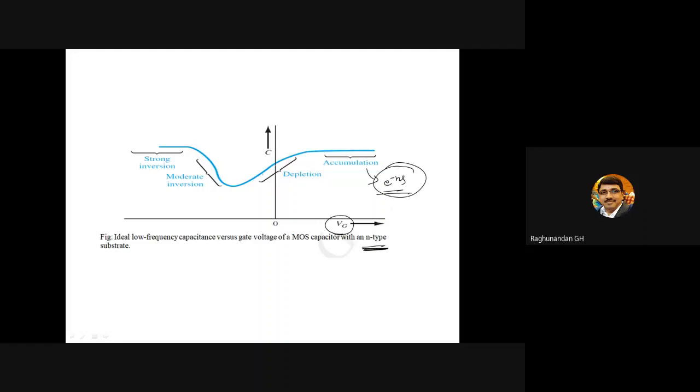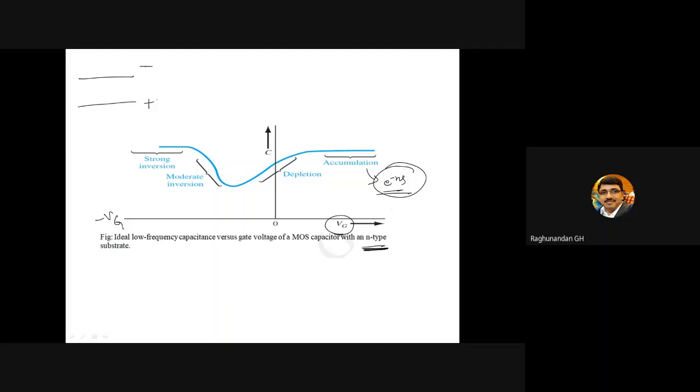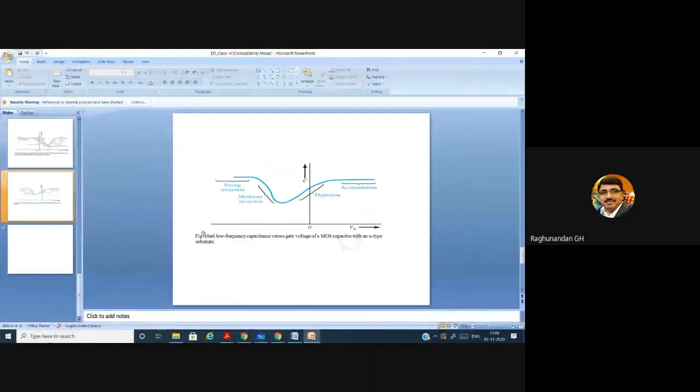So when your VG is going towards negative, again an inversion layer takes place. So this is minus VG. When you go to minus VG, accumulation of holes takes place, and you'll have the gate as minus and the layer you are obtaining as positive. Okay, so this is about this particular chapter.